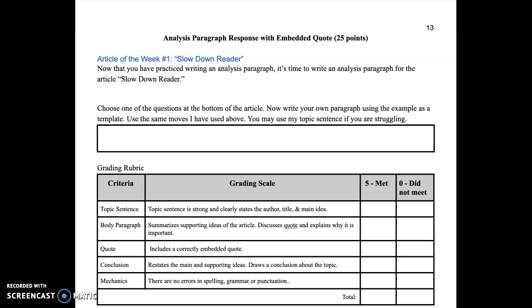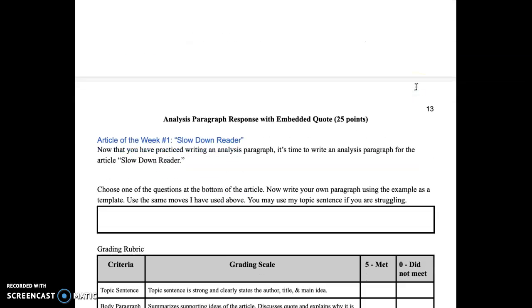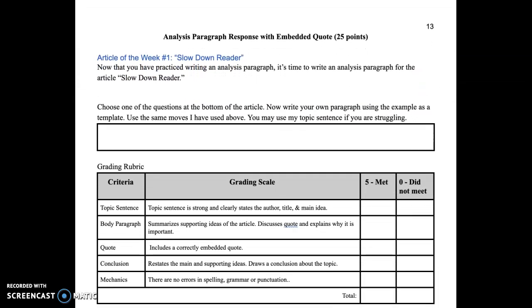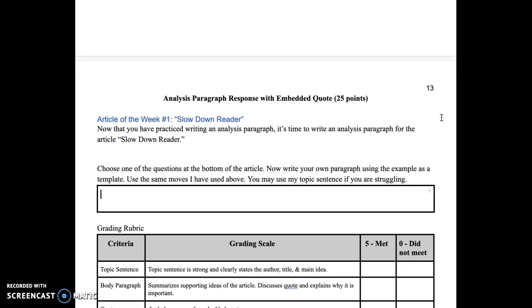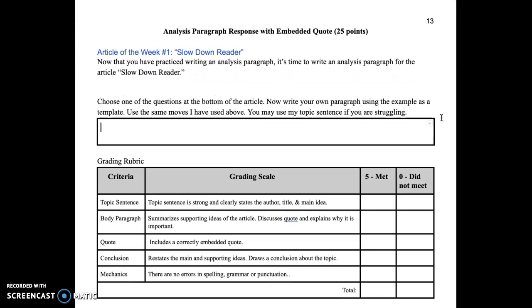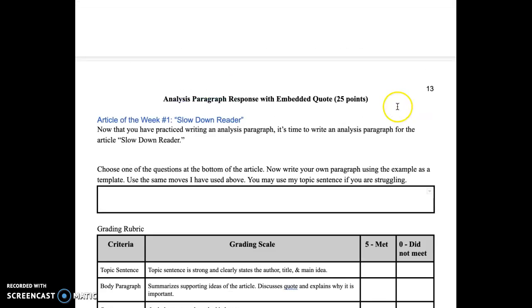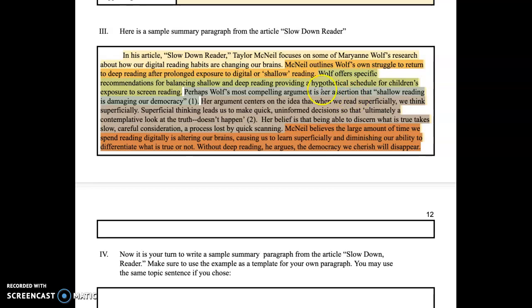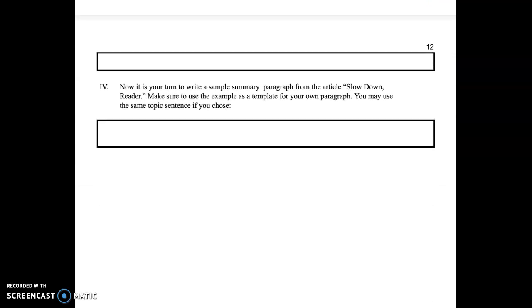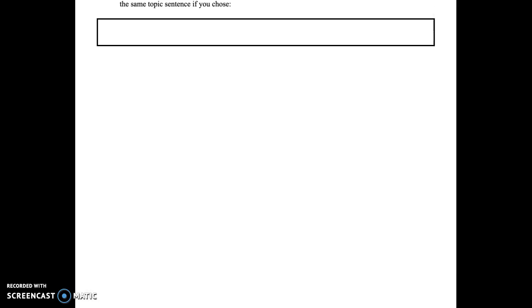Okay, so we're back at the analysis paragraph response with embedded quote. I put a copy of the article here, but you're probably going to want to just grab your own copy that you've already annotated, but it's here for you in case you need it in blue. So I want you to pick one of those questions and answer it using an embedded quote. You may use my topic sentence if you are struggling. And that's the author title from up here, topic sentence there. All right.